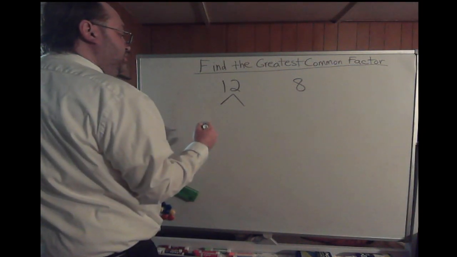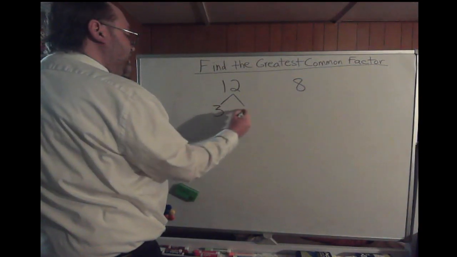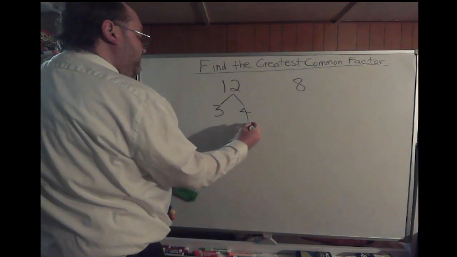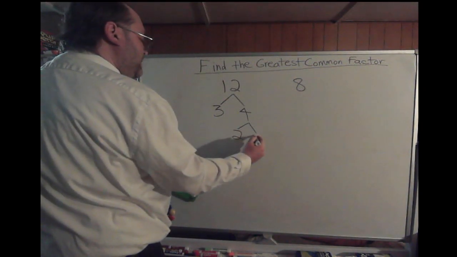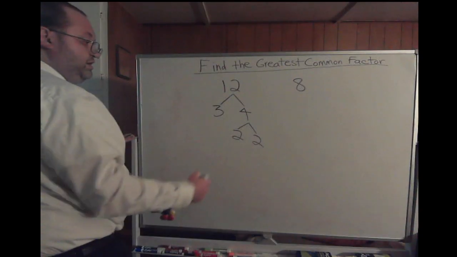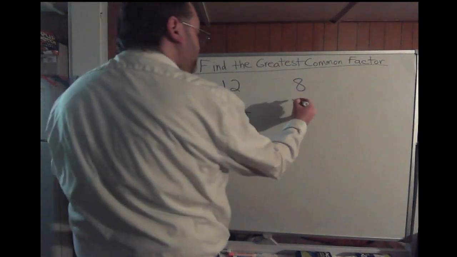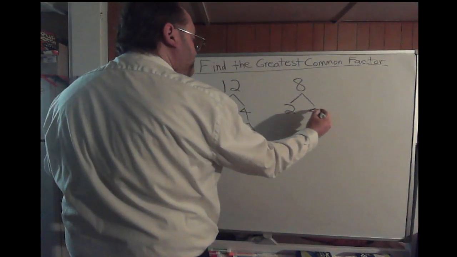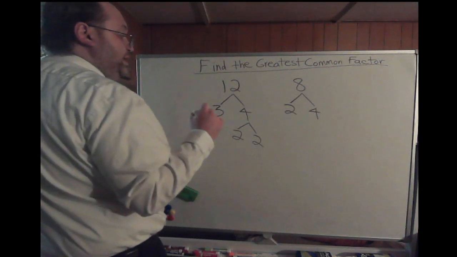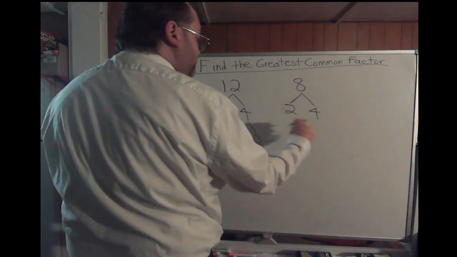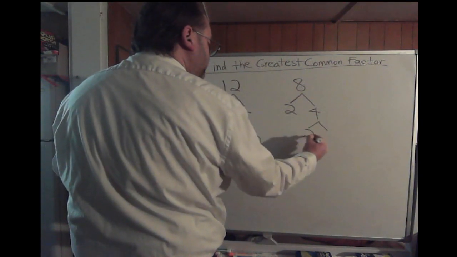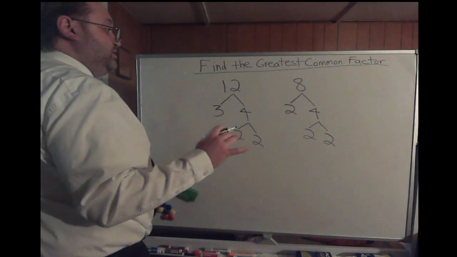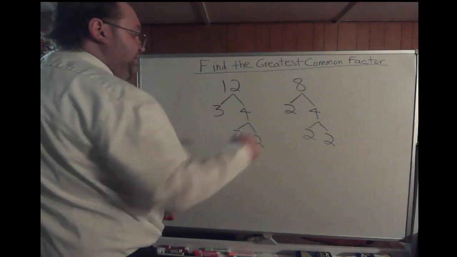So you have 12. Well, let's pick 3 and 4 for our factors. Of course, we know the 3 doesn't factor any further. That's a prime number, but 4 factors further into 2 and 2. We're done factoring 12 because we can't factor 2's any further. Now let's factor the 8. Well, 2 and 4 are going to be factors. 2 doesn't factor any further, but 4 factors further into 2 and 2. Okay, now we have factored 12 and 8 both completely.